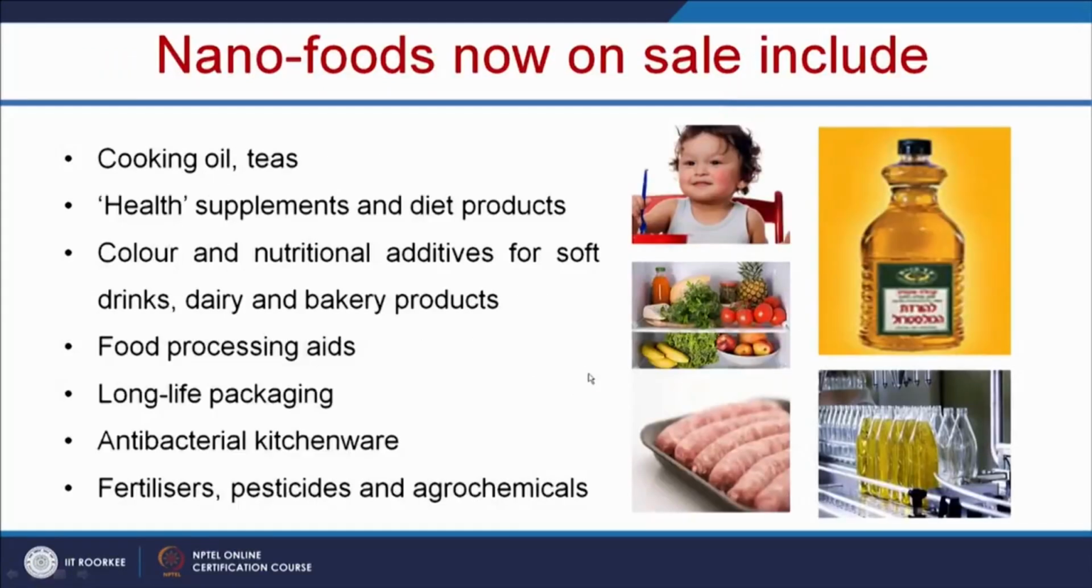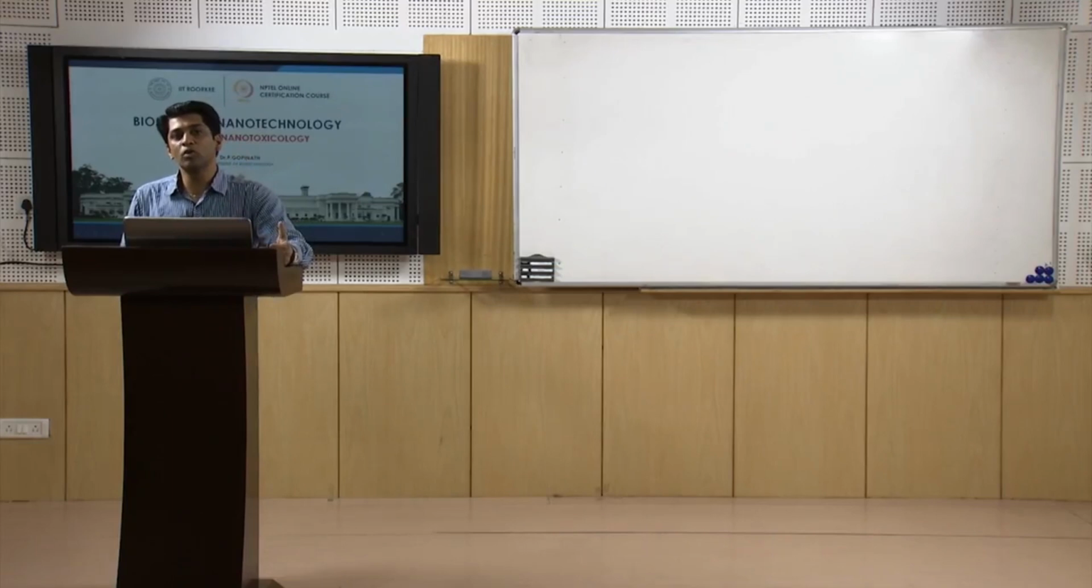These are some of the nano foods on sale, including cooking oils, teas, antibacterial kitchenware, and also food processing and food packaging material. These nano-based food packaging materials interact with the food and prevent microbial growth, but the nanomaterial is also interacting with your food substance. When it interacts with the food, how much nanoparticle is released into the food material, and when you eat that food, what will happen to you? These things are not understood thoroughly.